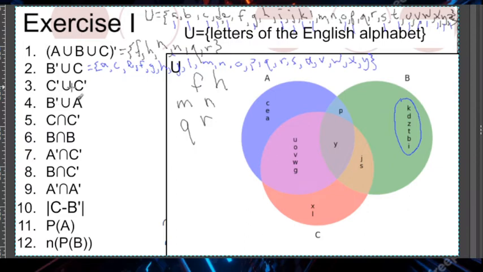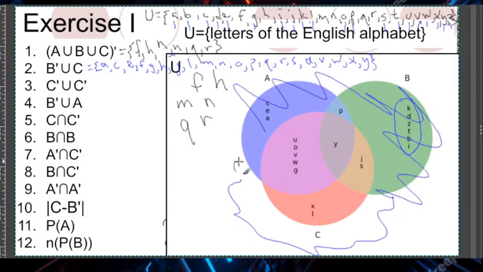Next, the complement of C union with the complement of C. You'll see C complement written with a C there too. So what is not C? That's all this stuff here, but not anything in there. Union with itself, what does that mean? That's the same thing.